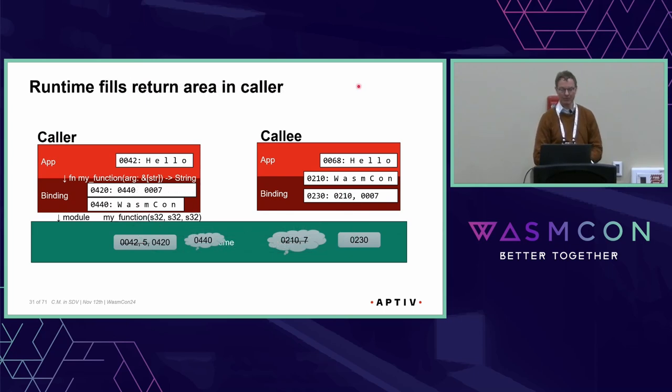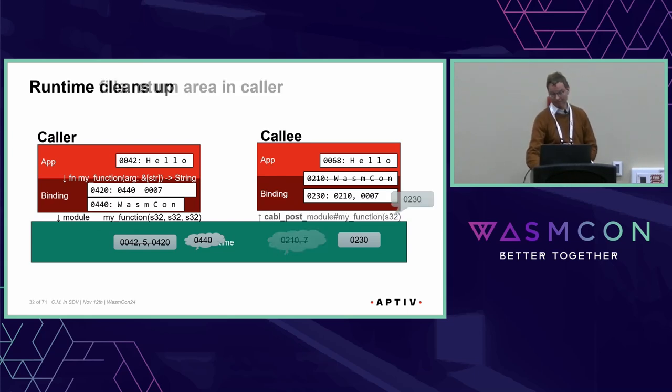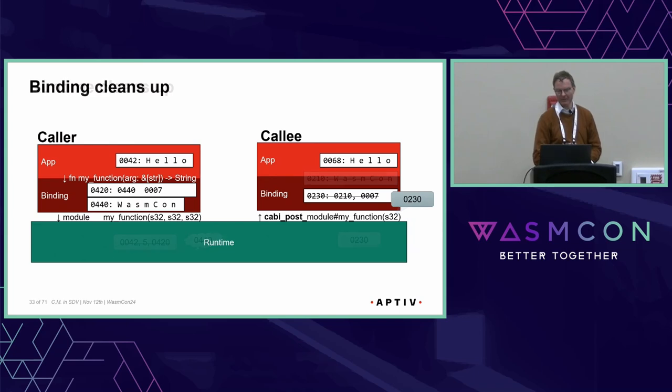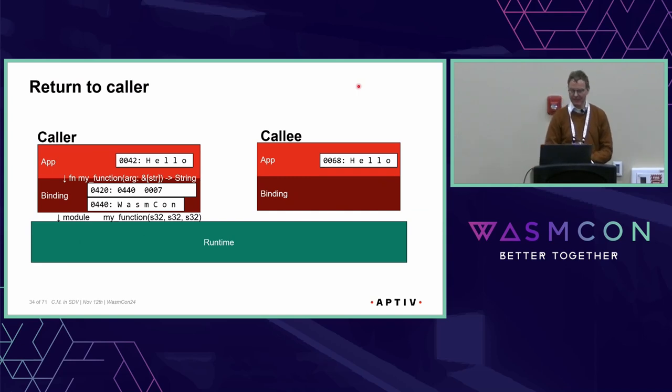We can now set up the return area, where it's exactly noting the address and the length. And then we can clean up on the right side. For that, we just call a post function on the my function. And this one just receives the same argument which was previously returned from the my function call. And so it knows to free the string at 210. And it knows to just get rid of the return area because it's no longer used. So now on the right side, everything is clean.